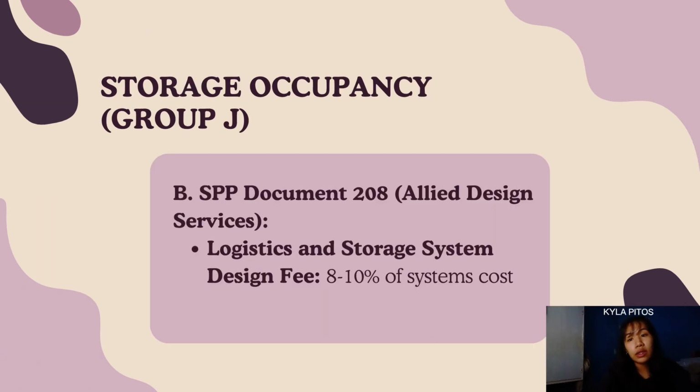For its Allied Design Services, or SPP document 208, it includes 8 to 10% of system costs for its logistics and storage systems. This is because it includes designing storage solutions such as racking systems and automated retrieval systems, and it must also have logistical planning.